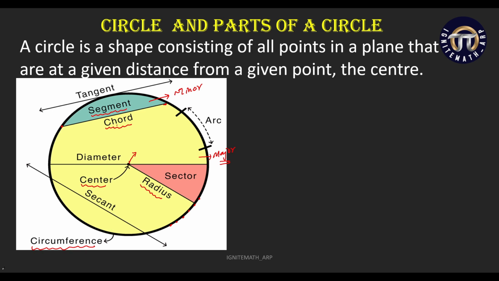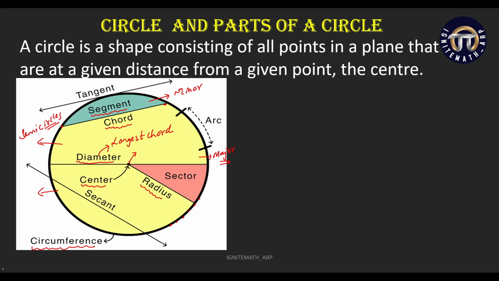Clear, children? When the chord is drawn in such a way that it passes through the center, it is called a diameter. Clear? So the diameter is the longest chord of the circle. You need to understand, children, this is the longest chord of the circle which divides the circle into two equal parts, and each of them is called a semicircle. Two equal parts of the circle are called semicircles.